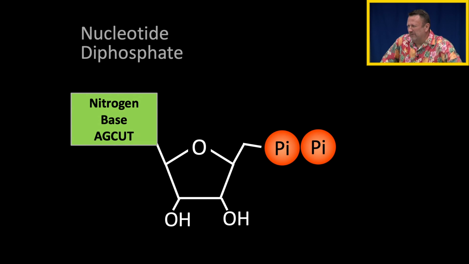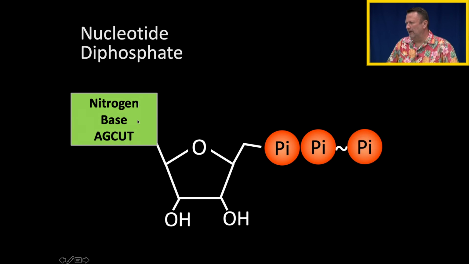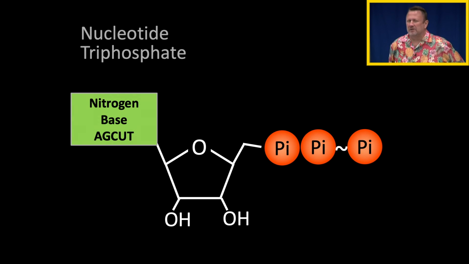All right, so we went from a monophosphate nucleotide to a diphosphate nucleotide. If the nucleobase was A, this would be ADP. If it's G, it'd be GDP. If it was C, it'd be CDP. If it was U, it'd be UDP. If it was T, it'd be TDP. You'll see ADP all the time, but not GDP maybe, but the other ones you don't see so much in the books. And then the same thing with a nucleotide triphosphate.